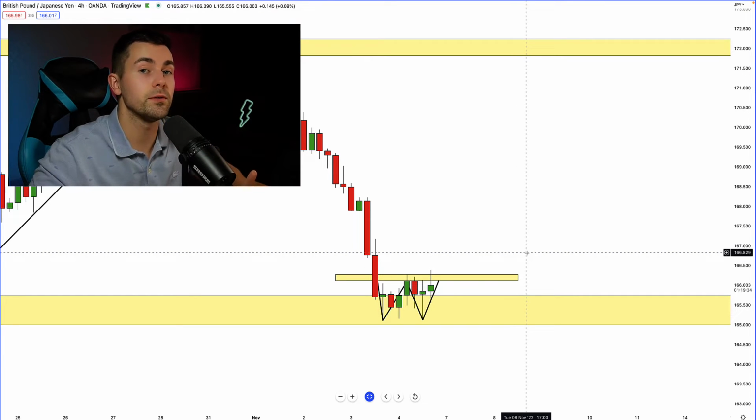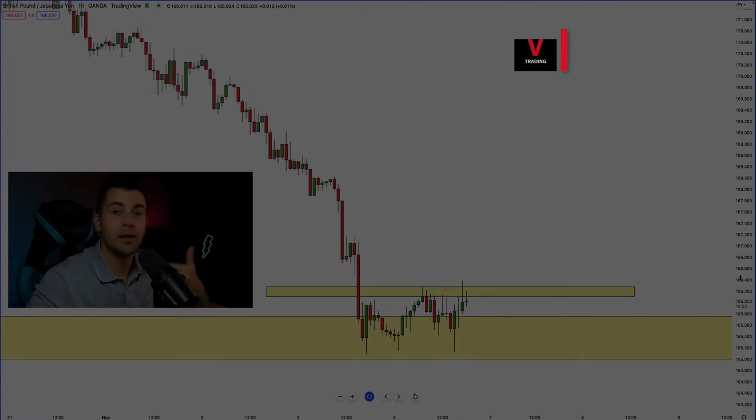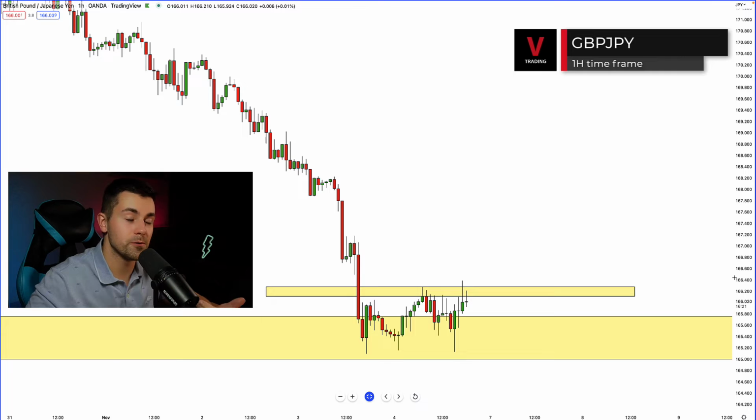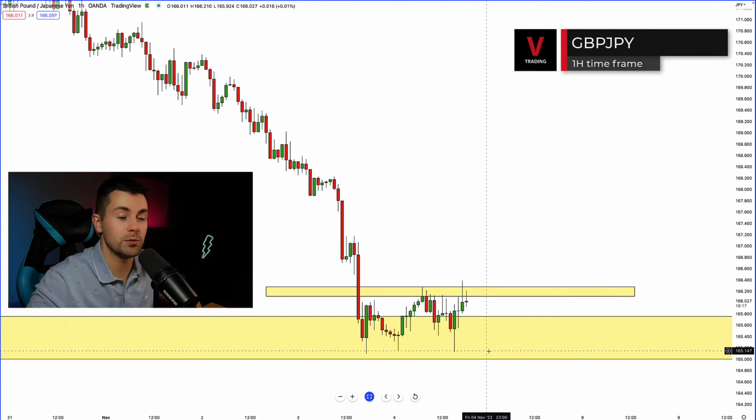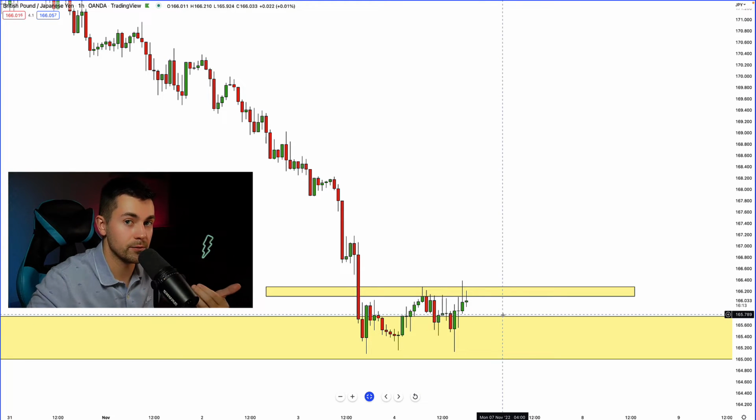So let's briefly take a look at what is happening on an hourly time frame as well. Now we are on an hourly time frame, traders, and here we can see in detail a double bottom formation that we spotted on a 4-hour time frame. But do we have something else right here?